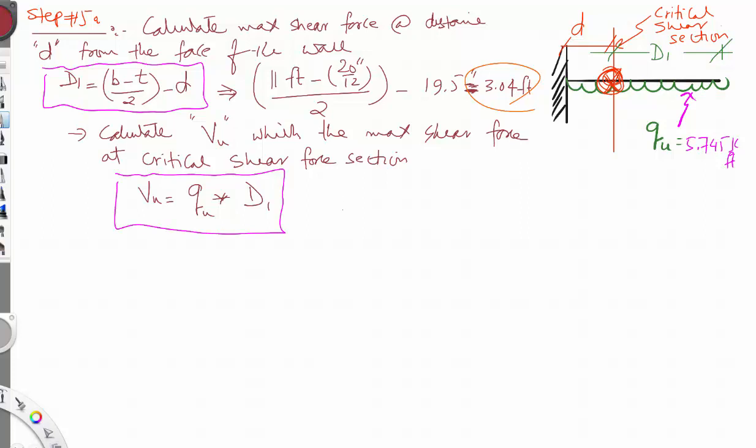So now we have the values of QU and D1, so we can calculate VU. QU is equal to 5.745 kip per foot, multiplied by D1, which is 3.04 feet. So we get the value of 17.46 kips, because the feet cancel out.